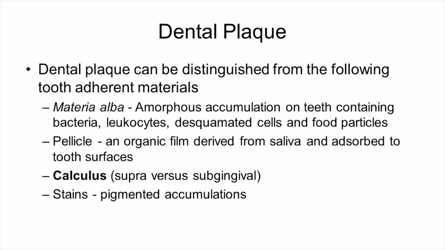In contrast, calculus basically represents mineralized bacterial plaque. It can also occur as supragingival or subgingival calculus. The supragingival calculus usually forms more significantly where salivary gland ducts release saliva. So the lingual aspects of lower anterior teeth is a very common place for supragingival calculus to form. On the other hand, subgingival calculus can form anywhere where there's a sulcus, even a sulcus that's only 1 millimeter deep. It can form subgingivally, and I'll explain more about how that happens in a little bit.